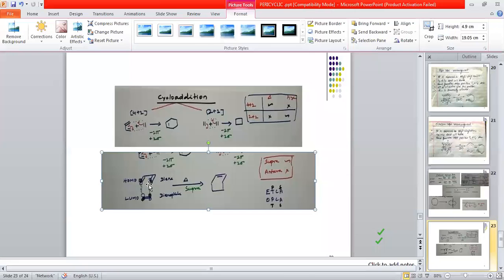Both reactants will make a new cyclic ring. As you can see, this bond will rotate to this side, so there will be a double bond on this side and it will make a new sigma bond here, and this double bond will go to this side and make a new sigma bond here. So the compound will be like this only. In this reaction, mostly suprafacial will be allowed, but antarafacial will not be allowed.